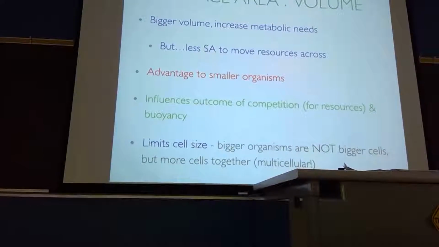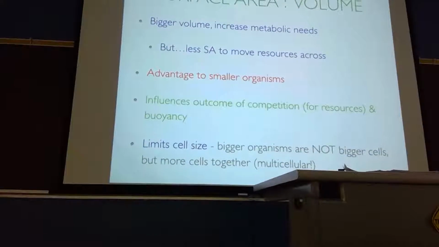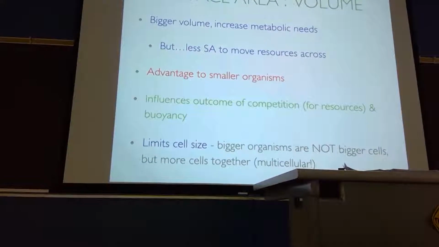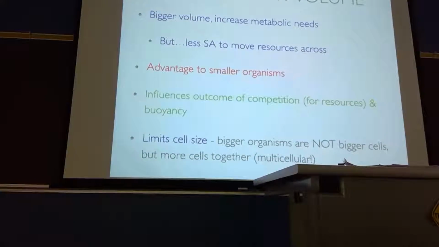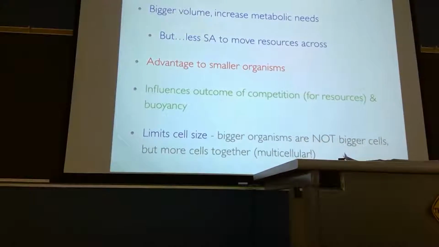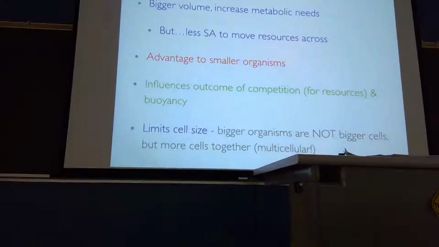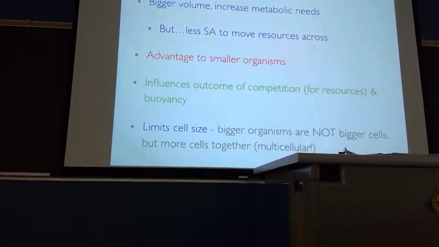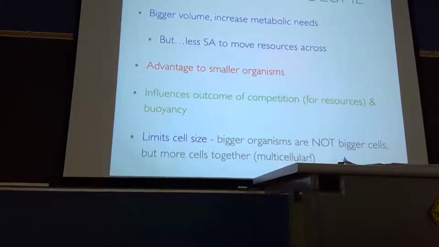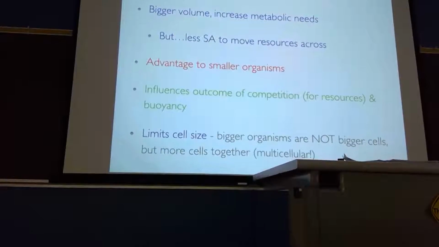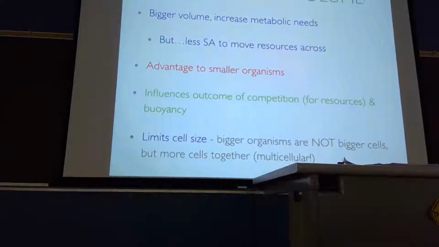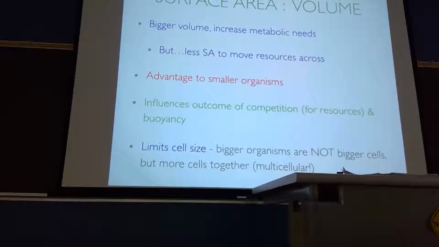This surface area to volume ratio then really influences the outcome of competition for resources. And in aquatic ecosystems, it plays a big role in buoyancy. And that if you're smaller, you need less and you can get it better than if you're bigger. In terms of buoyancy, if your surface area to volume ratio is low, you'll sink. And if you're a phytoplankton, that's bad if you sink out of the light. Okay? And so they tend to increase surface area to volume ratio in order to remain in the water columns where conditions are best for that organism.